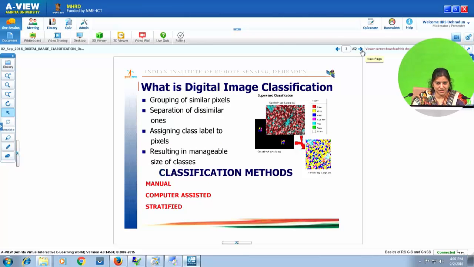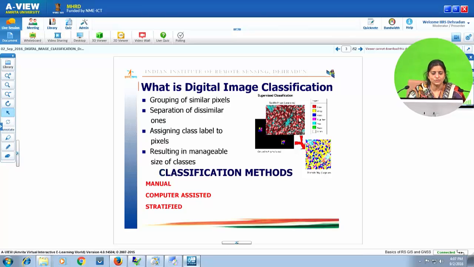So, as we have already said, what is digital image classification? It is grouping of similar pixels and also separation of dissimilar ones. Also, it is assigning the class label to the pixels, and this all we do to result in a manageable size of classes.